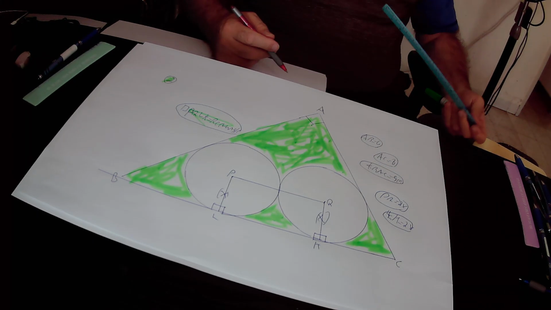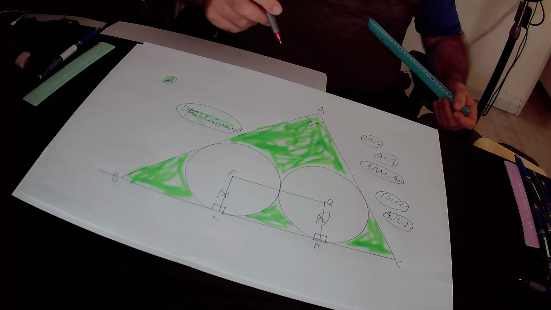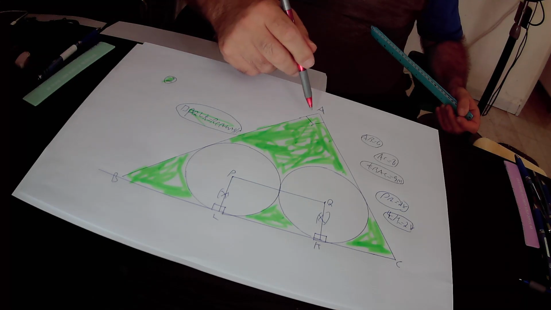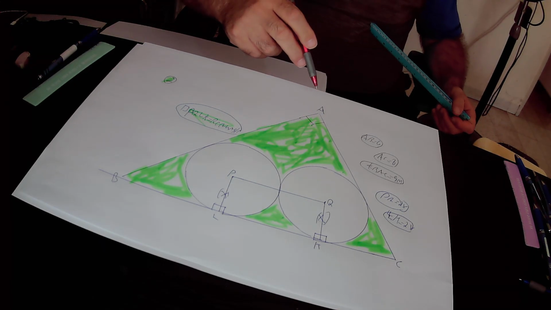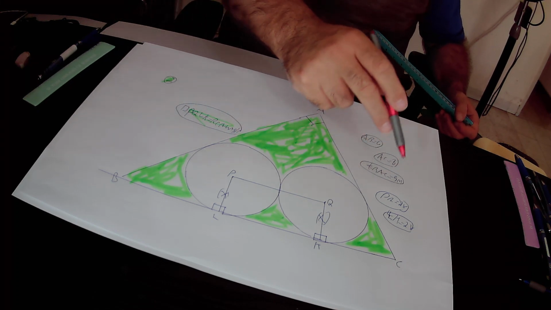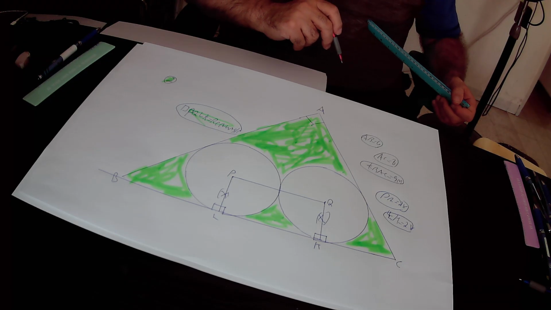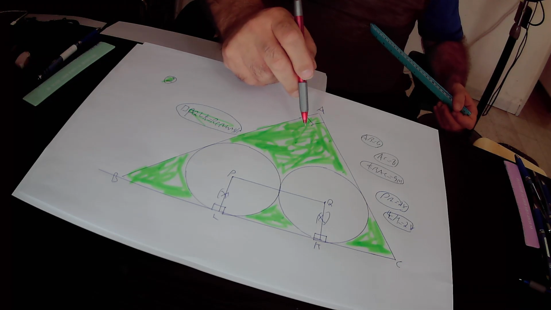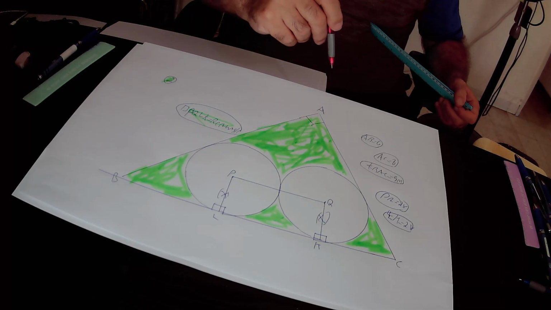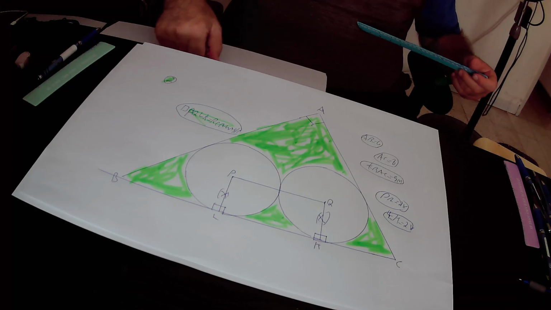But before that, we already found out that the height to the base BC of triangle ABC equals H. So I will draw the height to the base BC from the vertex A of triangle ABC. And we already found out that the height H to the base BC of this triangle ABC equals 4.8 units in its length.